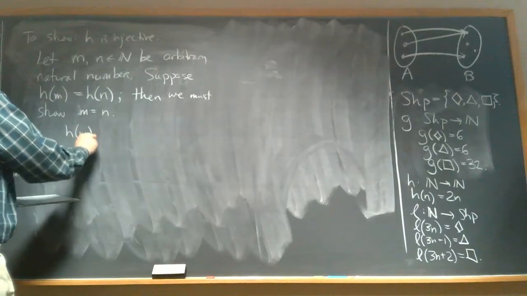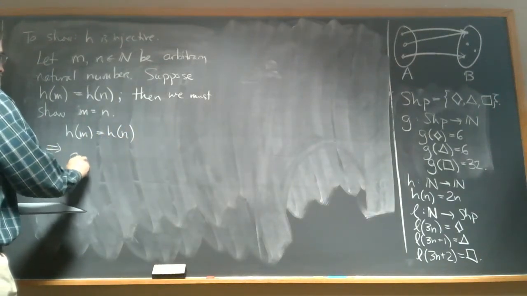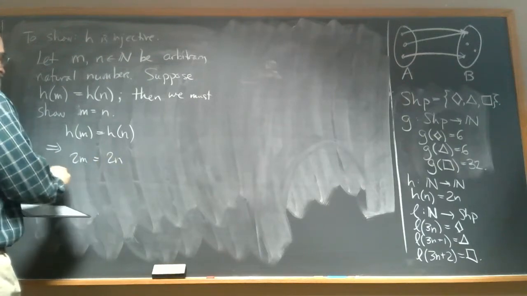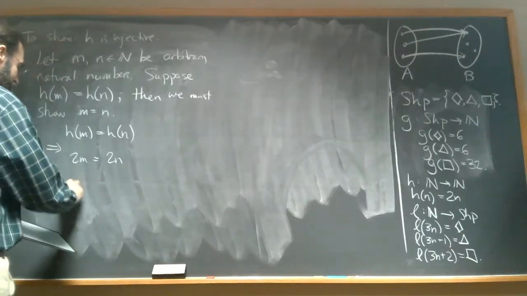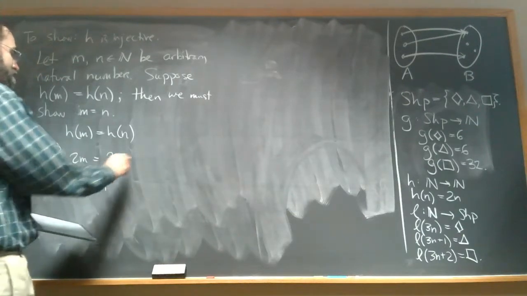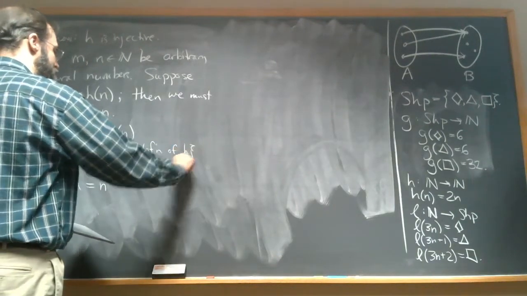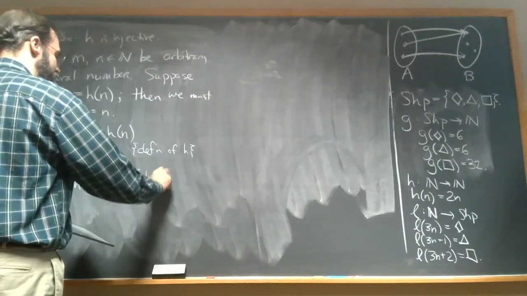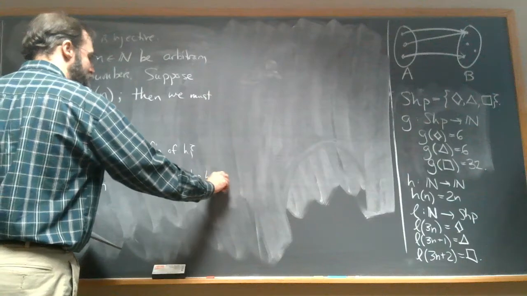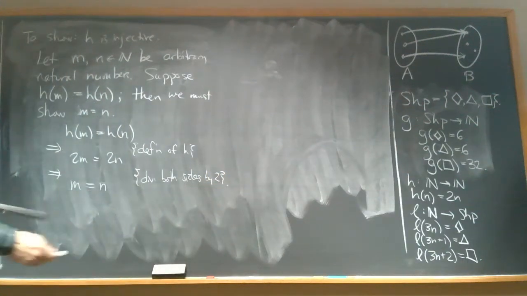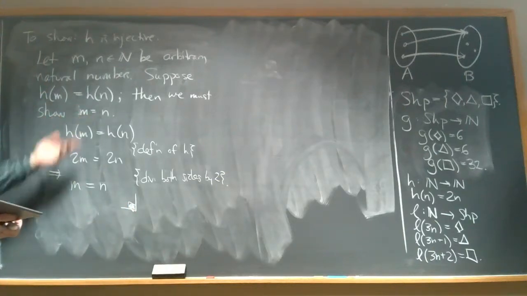Okay, well, if H(M) equals H(N), we can apply the definition of H. So that means that 2M equals 2N. And if we just divide both sides by 2, we get M equals N. So this is the definition of H, and this is divide both sides by 2. Okay, and we are done, because that's what we needed to show, that M equals N.